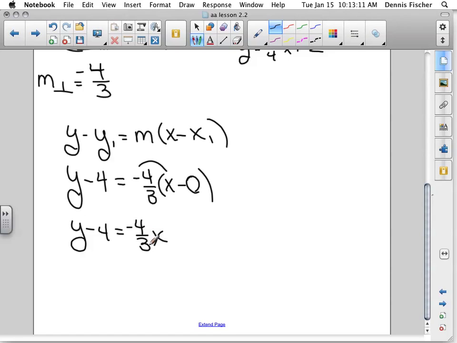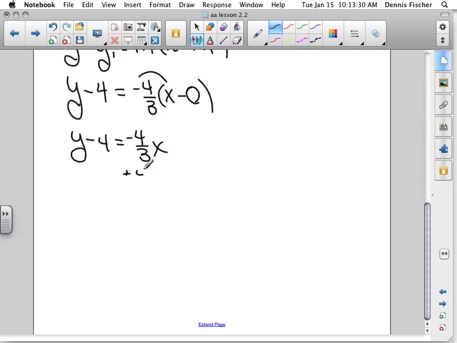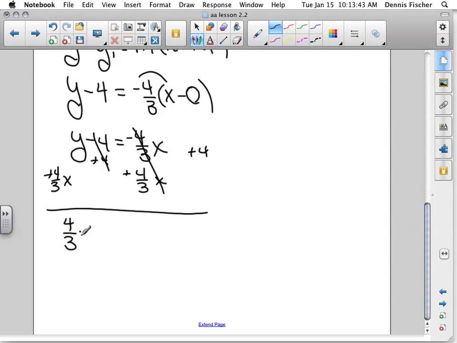Now, did I tell you what form to write it in? No. If I don't tell you a form, I want it in standard form. Unless stated, it should be standard form. So on this equation, if I want to write this in standard form, I'm going to bring the 4/3 x over and add 4 to both sides. So that's going to cancel. I get 4/3 x plus y equals 4.